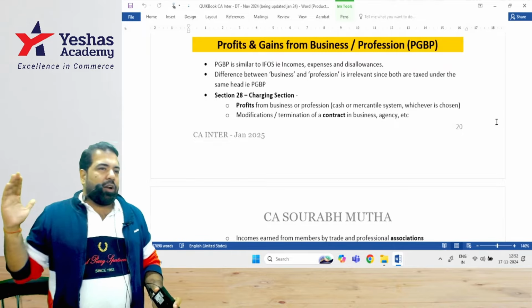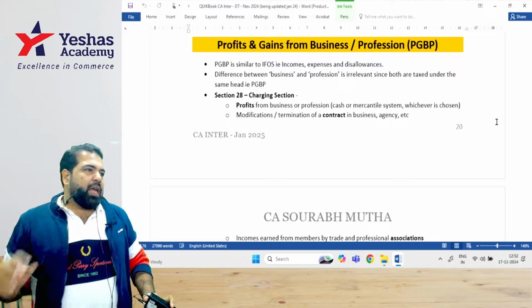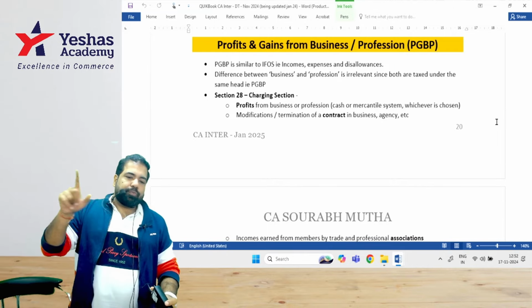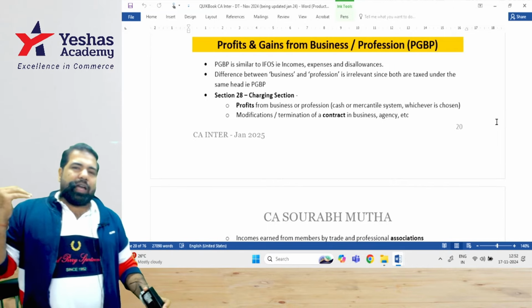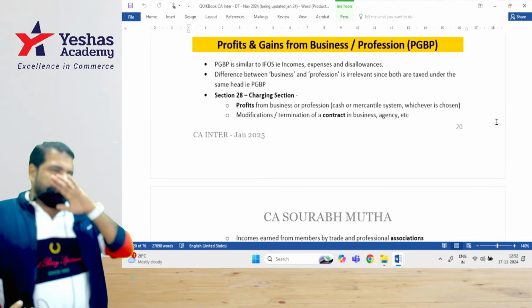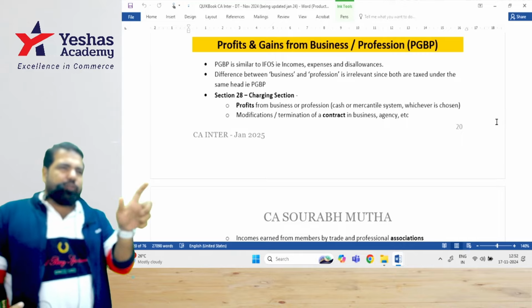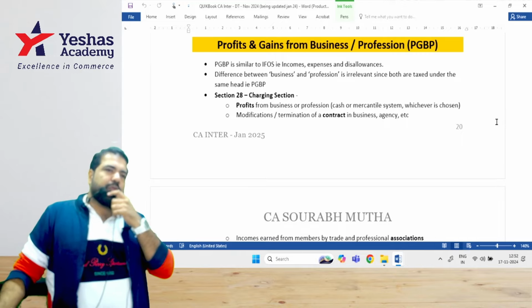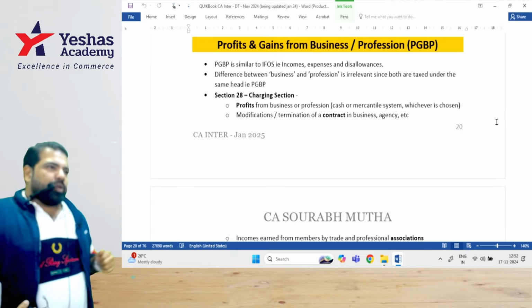Excellent, guys. While these are all deductions, let's go to disallowances. Disallowances are very similar to IFOS. Let's talk about IFOS and PGBP disallowances, guys. Poor politician wins slash UPN. A small difference. In IFOS it was different. Here it is slightly different. Let's talk about the first P.